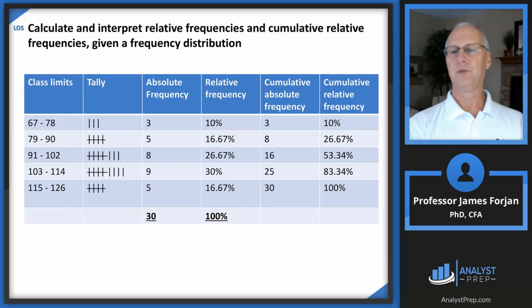And then we just do some summing in the next column. We call that the cumulative absolute frequency. So our first class had 3 in it, then our next class had 5 in it. So 3 plus 5 is 8, right? And then 8 plus 8 is 16, and so on, all the way down.